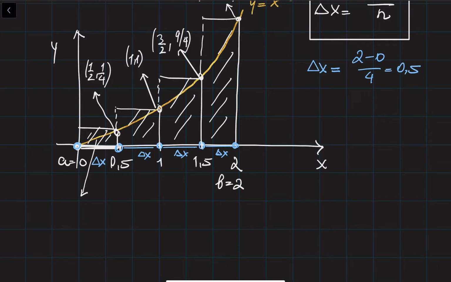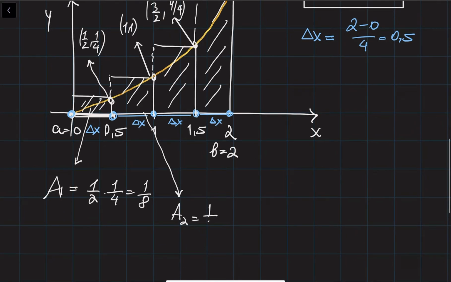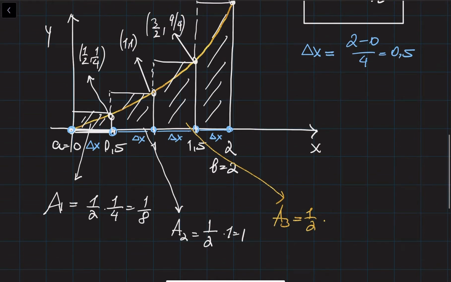So the area of the first rectangle, A1, is going to be equal to the width, which is 0.5, times the height, which is 0.25. So let me write this with ratios: 1 over 2 times 1 over 4, which is equal to 1 over 8. The area of the second rectangle, A2, is going to be equal to, again, the width, which is 1 over 2, times the height, which is 1, which is equal to 1 over 2. So let us go further. The third area, A3, is going to be equal to 1 over 2 times 9 over 4, which is equal to 9 over 8.